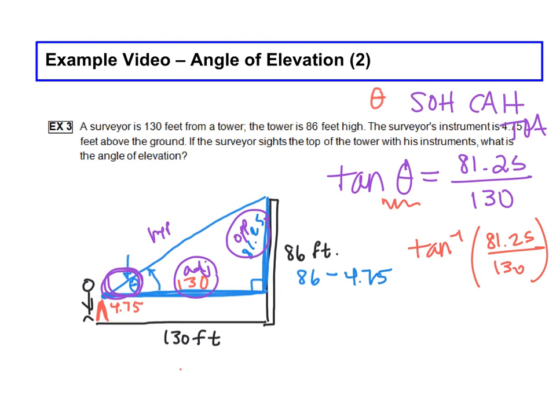So grab your calculator and see if we get the same thing. Remember, you have to hit second tangent, and then in that parentheses, you just type in the 81.25 divided by the 130, and that gives us our angle measure. We'll just round to the nearest tenth, which actually just gives us 32 degrees. So our angle of elevation is 32 degrees.